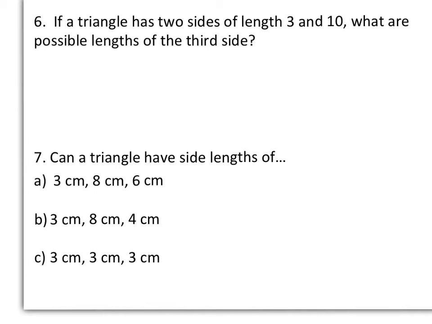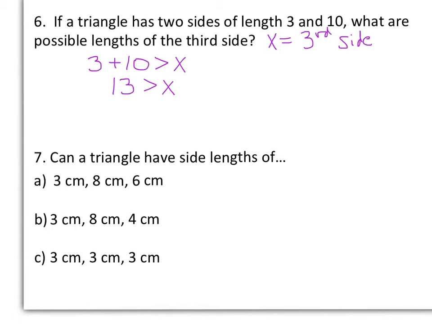Okay, in number 6 it says if a triangle has two sides of length 3 and 10, what are possible lengths of the third side? Well, I'm going to use X to represent my third side. Our theorem said that the sum of two sides of a triangle needs to be greater than the third side. I was given two sides of 3 and 10, so the sum of those two sides has to be greater than my third side. If I add these two together, I get that 13 is greater than X, or that my third side has to be smaller than 13.